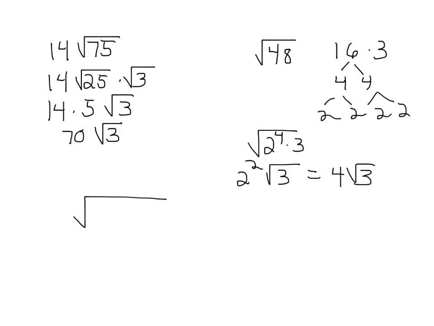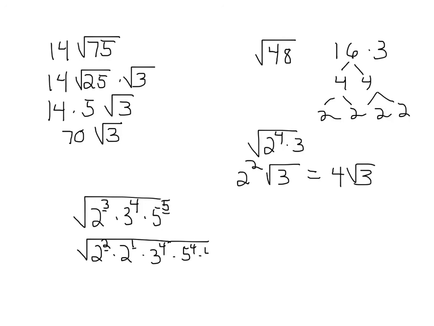What if I have one that is 2 to the 3rd times 3 to the 4th times 5 to the 5th? Well, before I can really take the square roots, I have to re-express. This is going to be a really big number. I don't even care what it ends up being. Okay, 2 to the 3rd is the same as 2 squared times 2, right? Because 2 plus 1 is 3. 3 to the 4th, we don't have to worry about. It's got an even exponent. 5 to the 5th is the same as 5 to the 4th times 5.